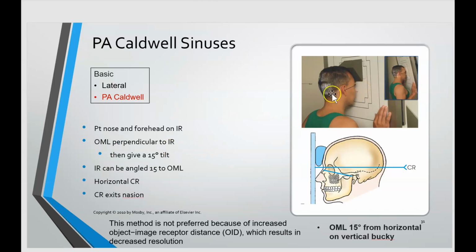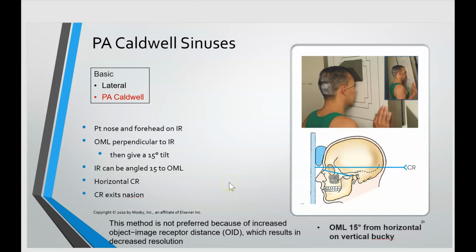Okay, your patient's nose and forehead is going to be on the IR or on the bucky. So the way to do that is have the patient put their nose and forehead right up there against the bucky and then tilt their chin upward so that they get a 15-degree tilt on that OML. Okay, keeping your central ray horizontal and exiting your nasion. And you can see what that does when you tilt that OML upward. It's going to bring that forehead back off of the IR. So you might need to put a wedge to hold your patient steady.